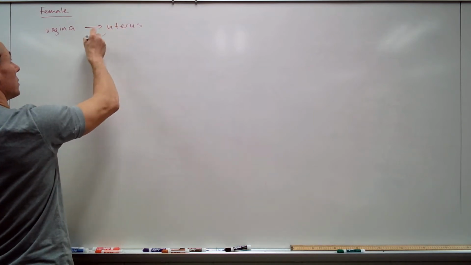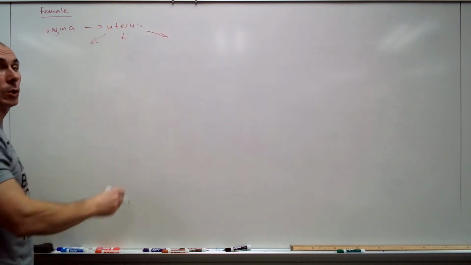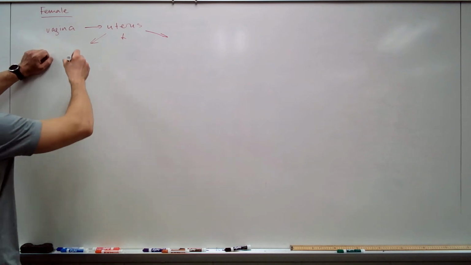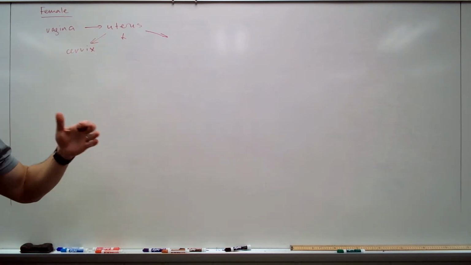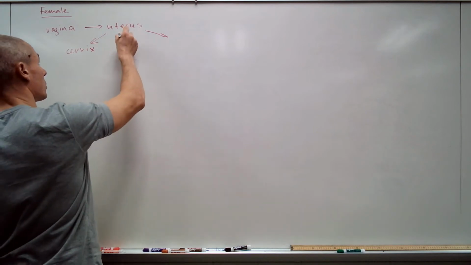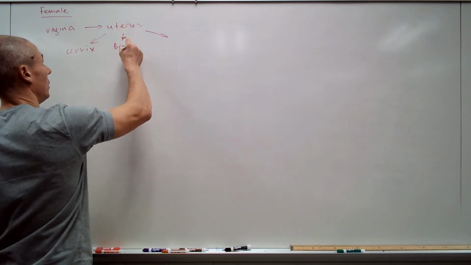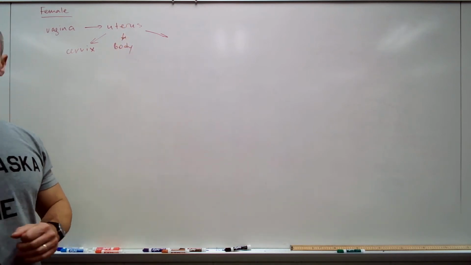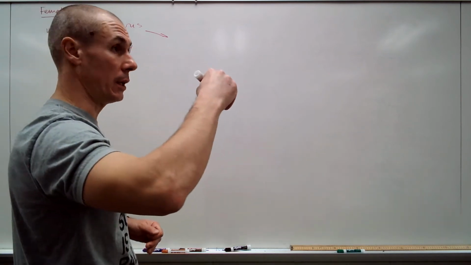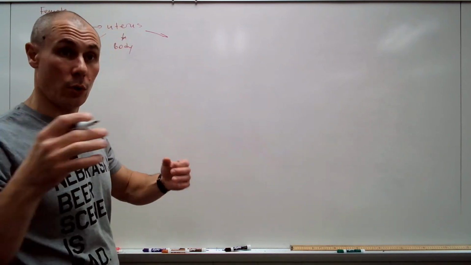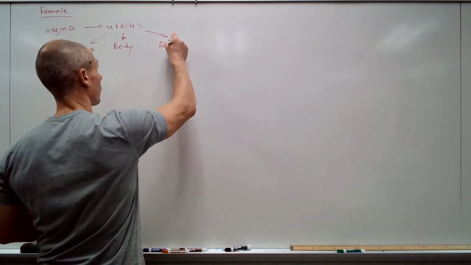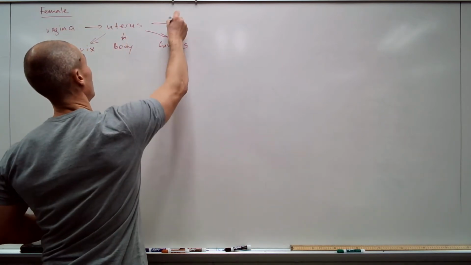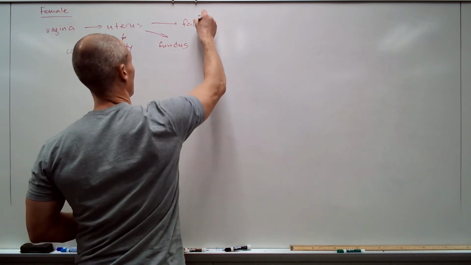Okay, so vagina, then you have uterus, and uterus has three parts. The part that is proximal to vagina is the cervix. The biggest, the widest part of the uterus is the body, and the superior part, where fallopian tubes merge into it, is fundus. And then fallopian tubes.